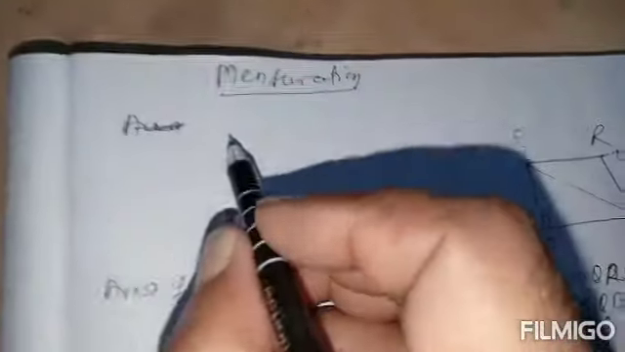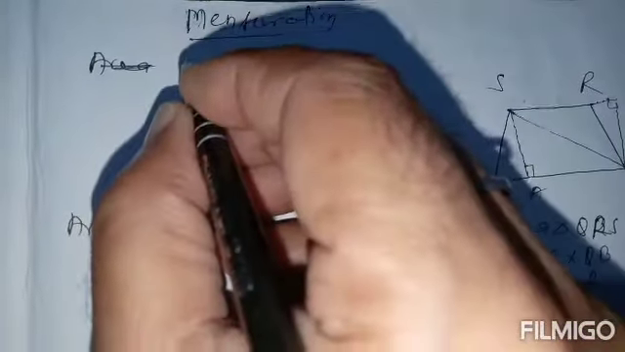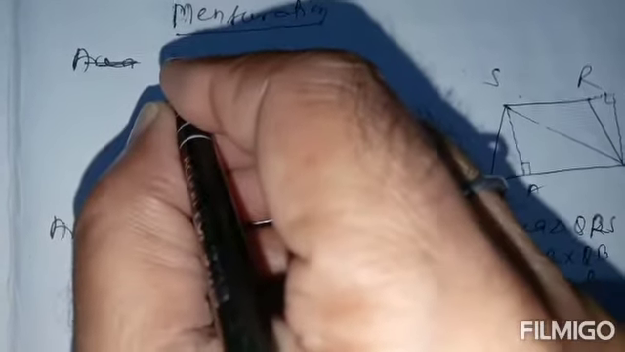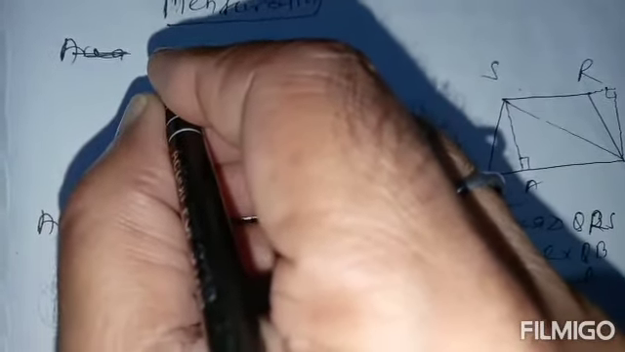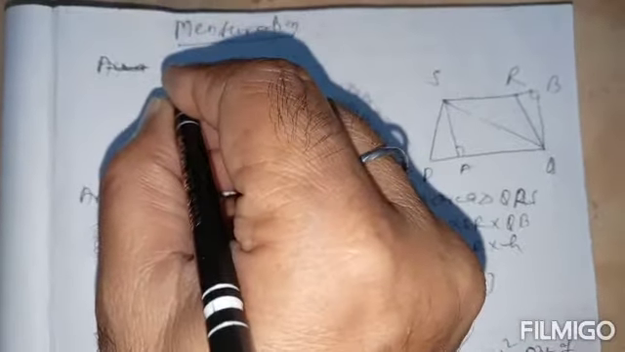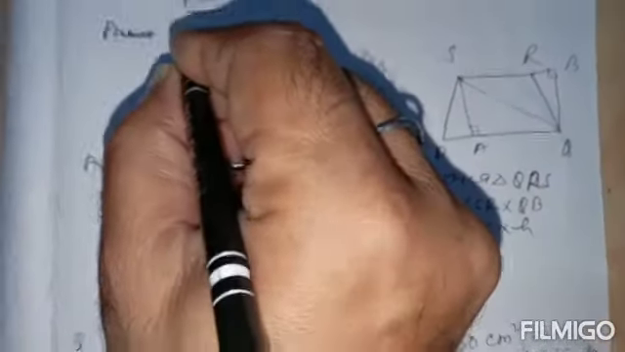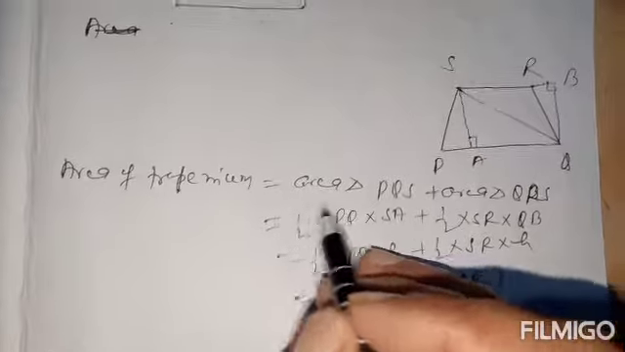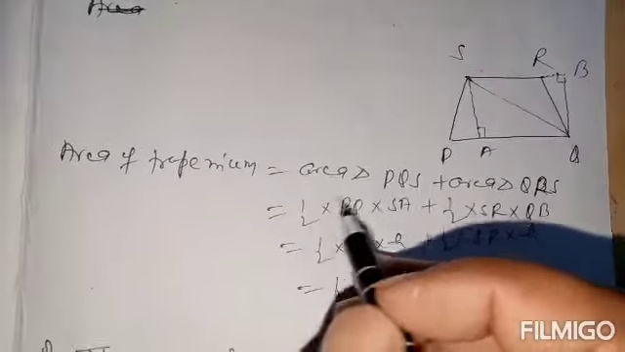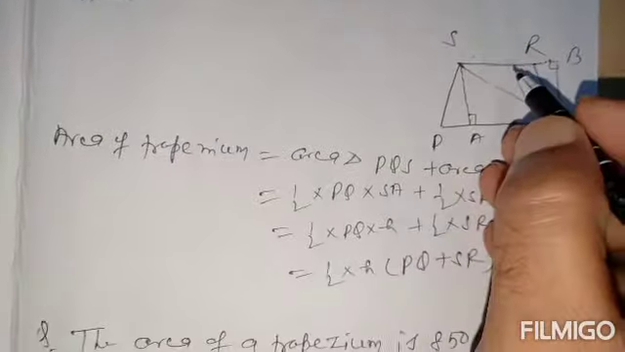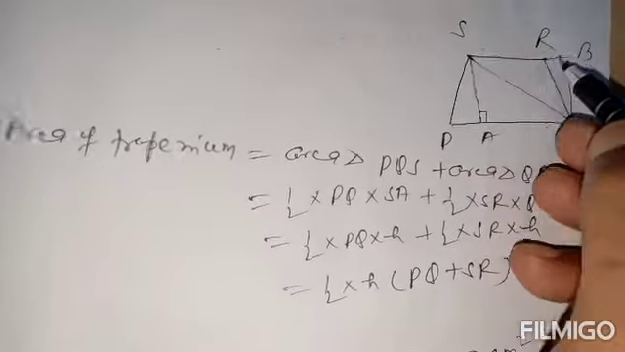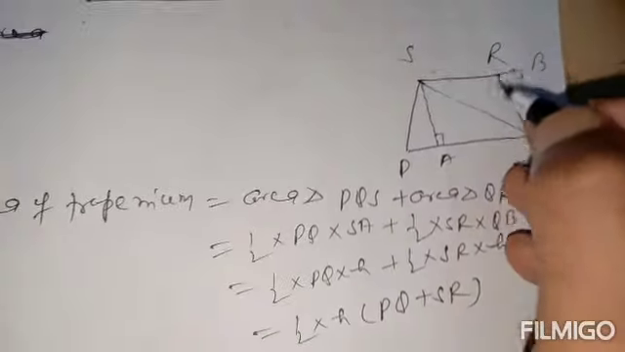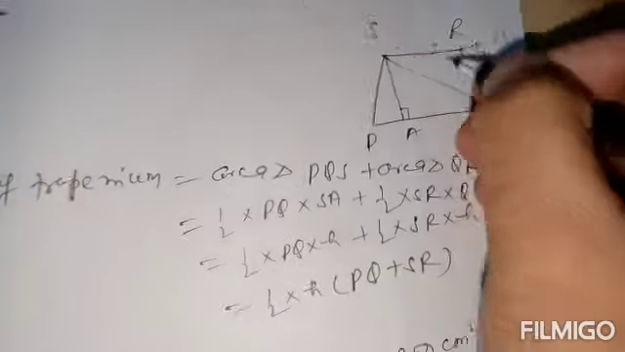Students, you have already learned about the area of a rectangle, which is L into B, the area of a square, which is side into side, means side square, the area of a triangle, which is equal to half into base into height, and the area of a parallelogram, which is equal to base into height. Now we have to learn the area of a trapezium. What is a trapezium? A trapezium is a quadrilateral whose one pair of opposite sides are parallel.